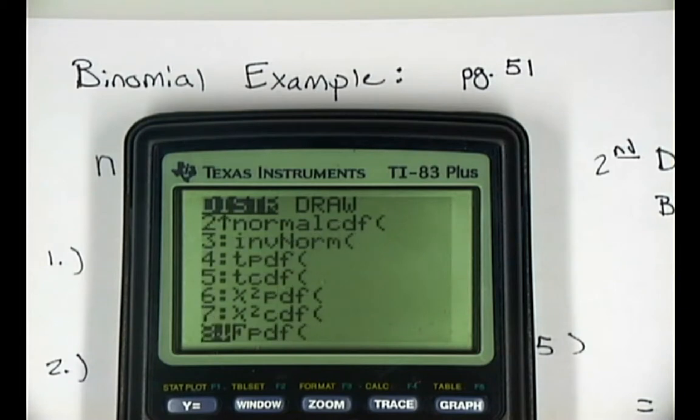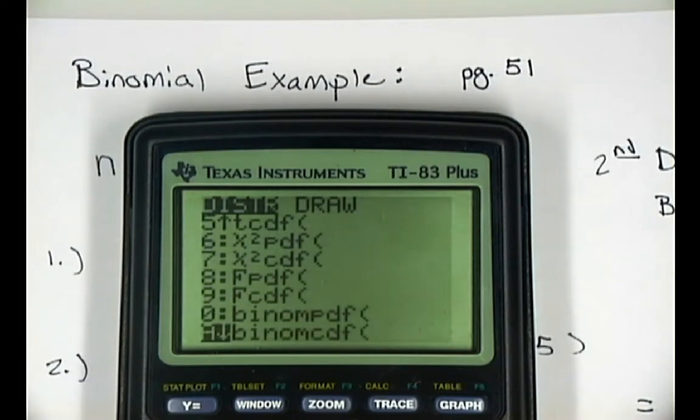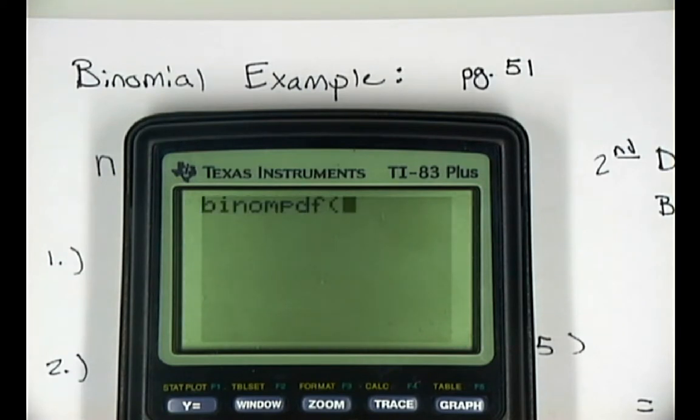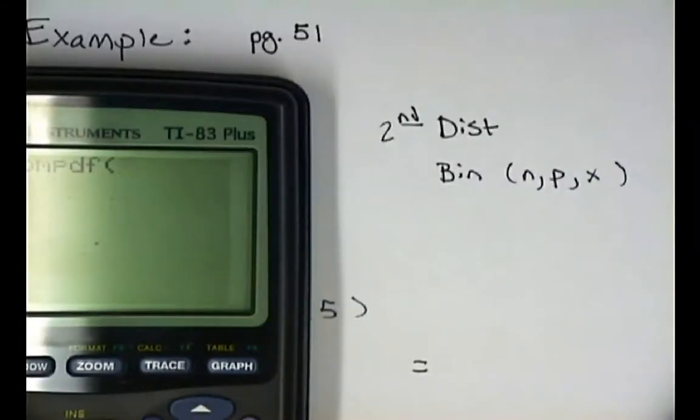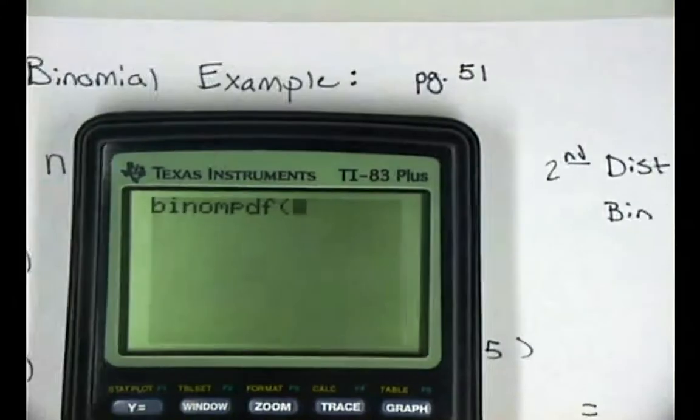Let's find our binomial functions. There they are. We just want to see when x equals 8, so we can use a binomial PDF function. It's prompting me, and the order that it's going to work in is n, p, and then x, separated with commas.